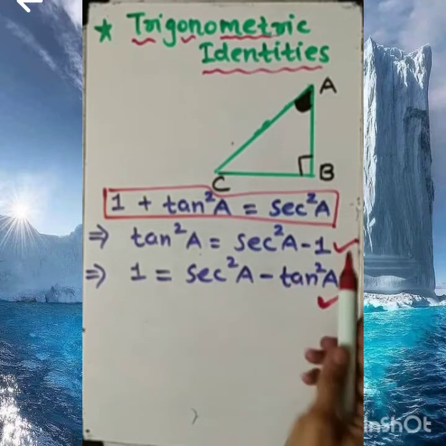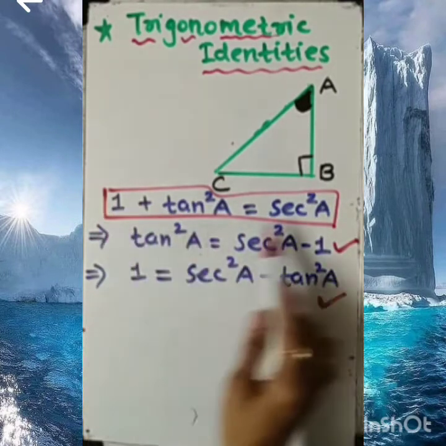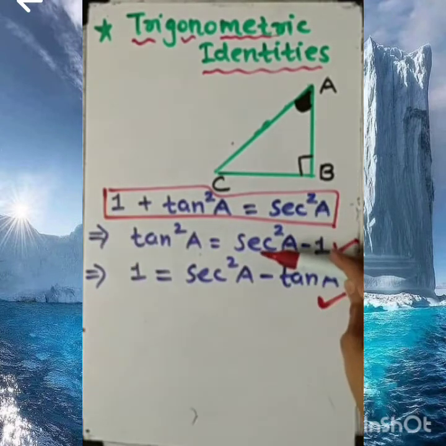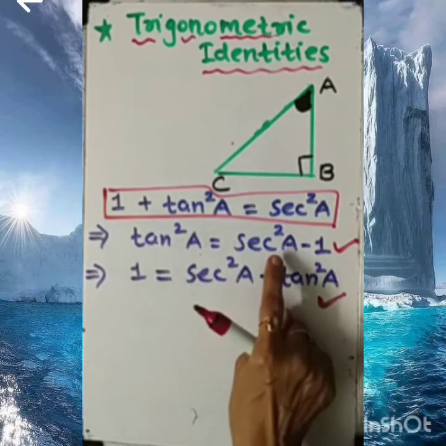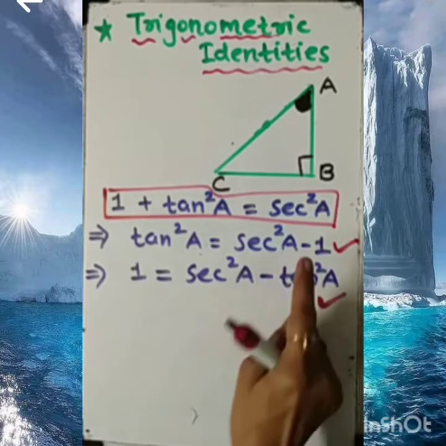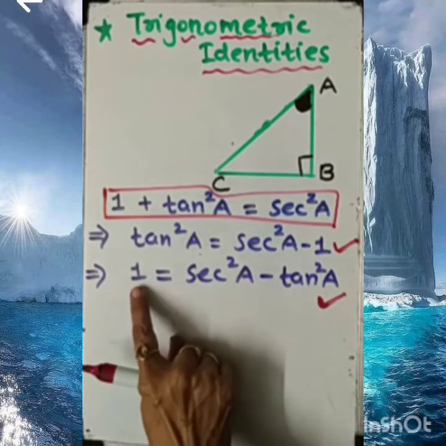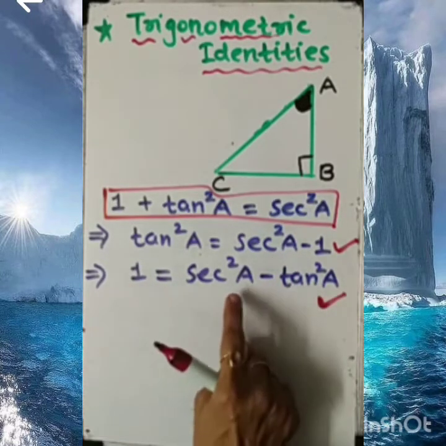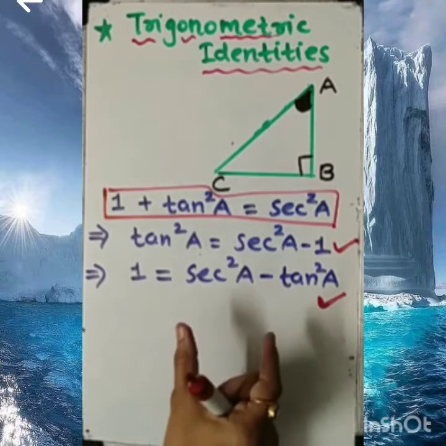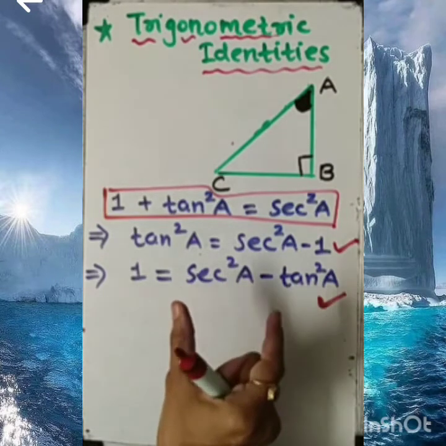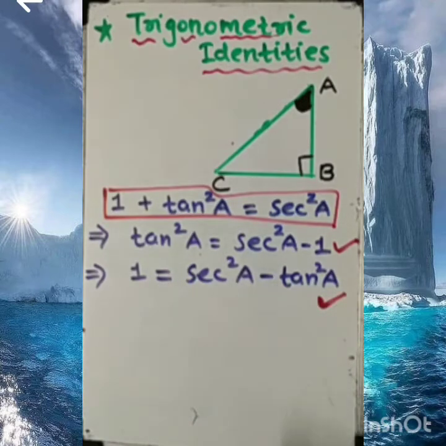You need to keep this identity in mind. In different questions, somewhere we need to apply this value in place of tan square A, and somewhere in place of 1 we can write sec square A minus tan square A. That is the different application of this identity. So this is the derivation of the second identity.